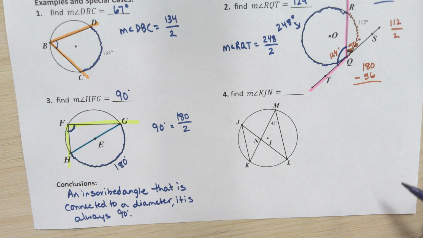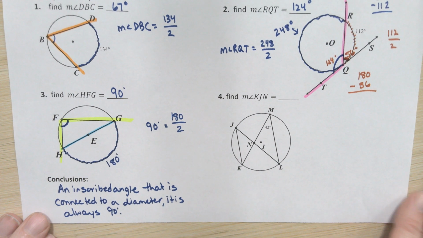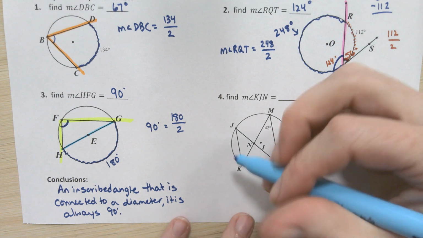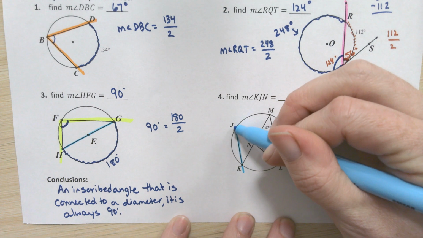Okay, let's see what we have here in number 4. Number 4 looks a little bit different. They're not really starting us off with arcs like we had in the previous examples. They're starting us out with an angle. The ultimate goal of this problem is for us to be able to figure out the measure of angle KJN.